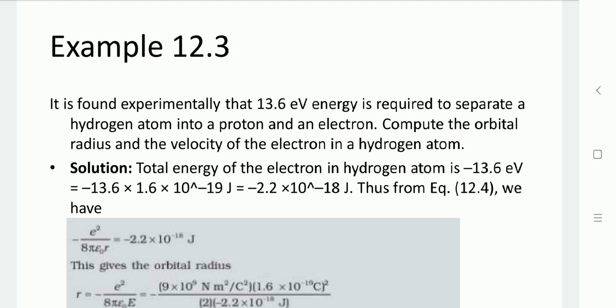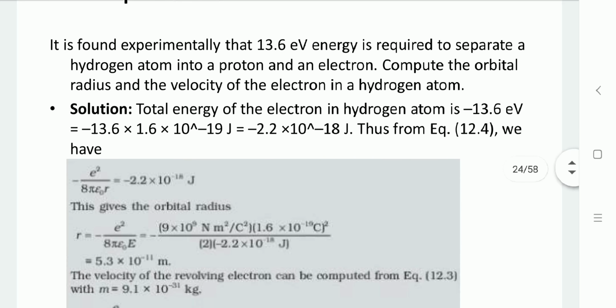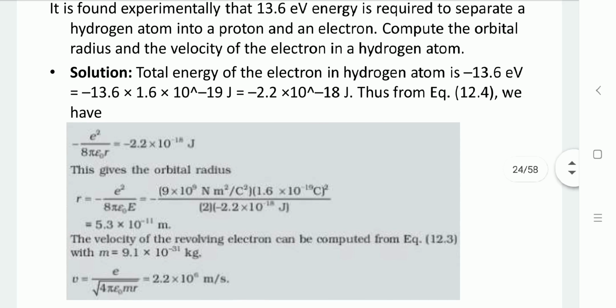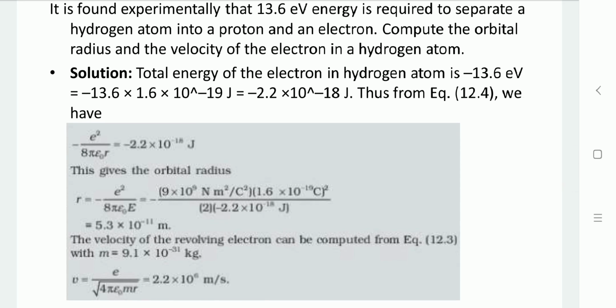And here we have the total energy, that is minus e square by 8 pi epsilon 0 r, which we observed earlier. That would be equal to minus 2.2 into 10 raised to minus 18 joule. From that, make r the subject of the formula and substitute all the constant values. So we get the radius equal to 5.3 into 10 raised to minus 11 meter.